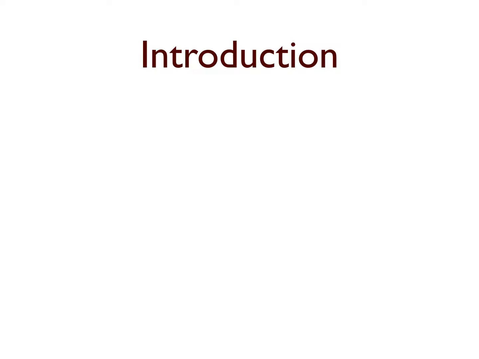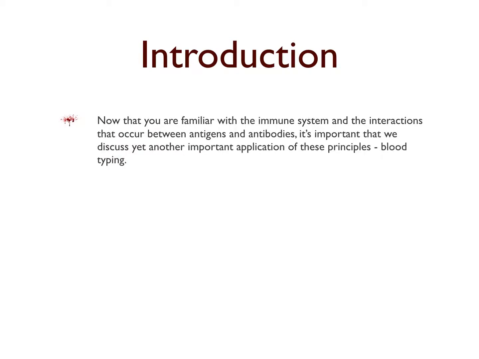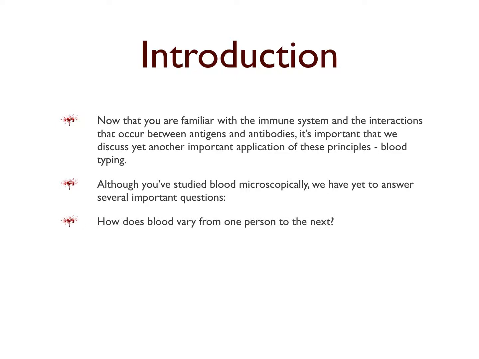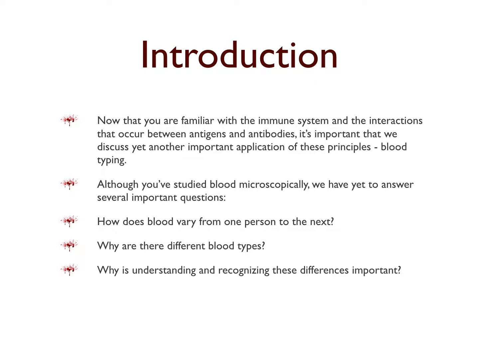Now that you're familiar with the immune system and the interactions that occur between antigens and antibodies, we need to talk about another important application of these principles, blood typing. Last semester you studied the histology of blood, but at this point we have yet to answer several important questions. For example, how does blood vary from one person to the next? Why are there different blood types? And finally, why is understanding and recognizing these differences so important?